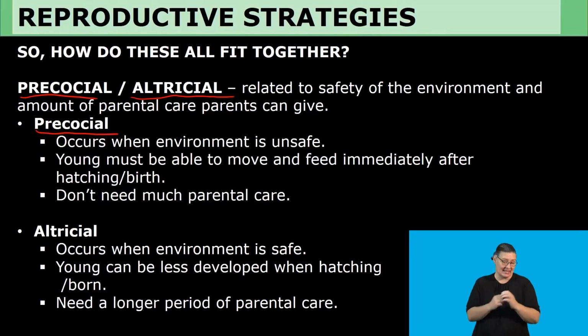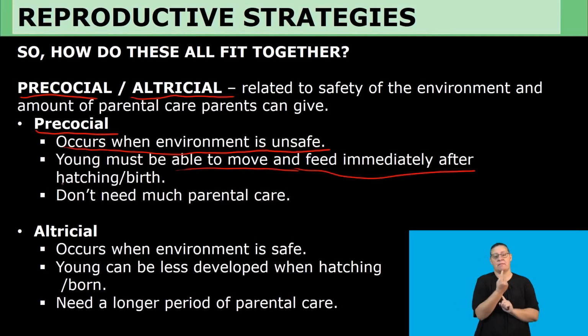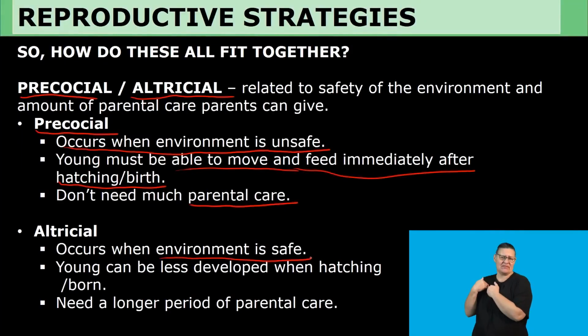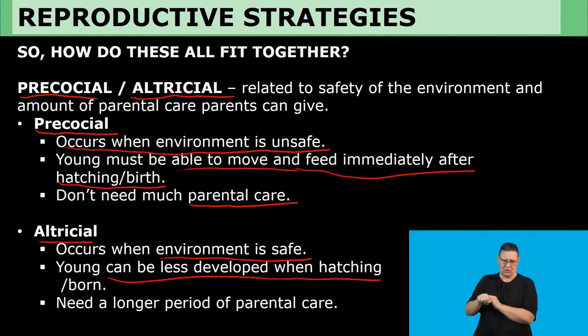Precocial development occurs when environment is unsafe. Young must be able to move and feed immediately after hatching. So wherever there's danger, when they are born, they can fly away, they can run away from danger, and there's no need for much parental care. Altricial development, on the other hand, occurs when the environment is safe. Young can be less developed when they hatch or when they are born, and they need a longer period of parental care. I hope you see the difference between the two.